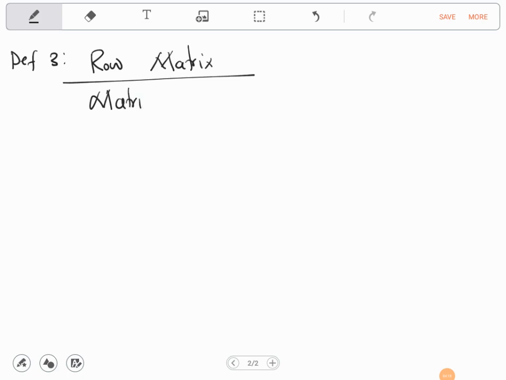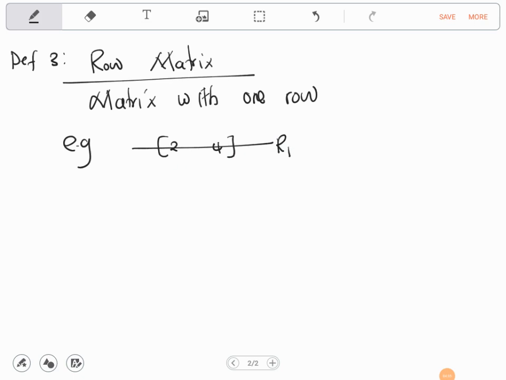Next is definition number 3, a row matrix. What is a row matrix? A row matrix is a matrix which has got only one row. For example, 2, 4. There's just one row, right? Row 1. So this is a row matrix.